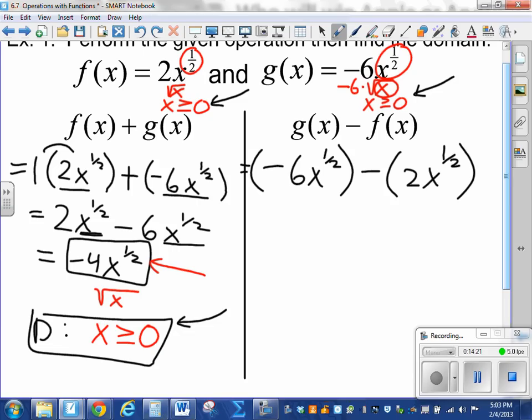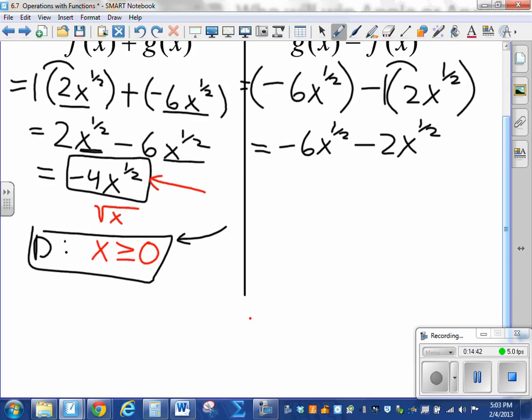All right, so same thing as before. These are only one term polynomials, so you can just multiply a 1 in, you get a negative 6x to the 1/2. Now, on this other one, you're multiplying a negative 1, so it does change signs. Negative 2x to the 1/2. Next part. So negative 6 minus 2 is a negative 8x to the 1/2.